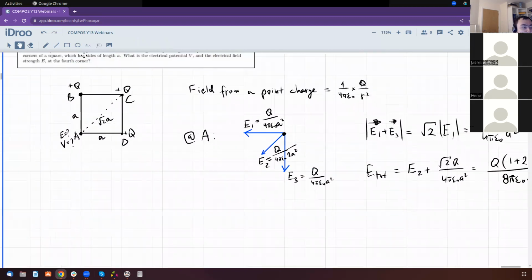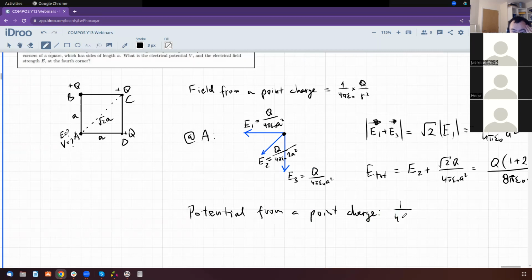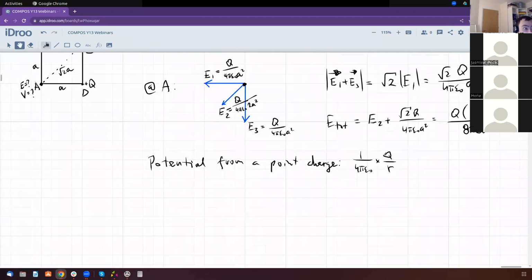Now the potential. Potential is a scalar. So potential from a point charge is 1 over 4 pi epsilon 0 multiplied by Q over R, with no square.